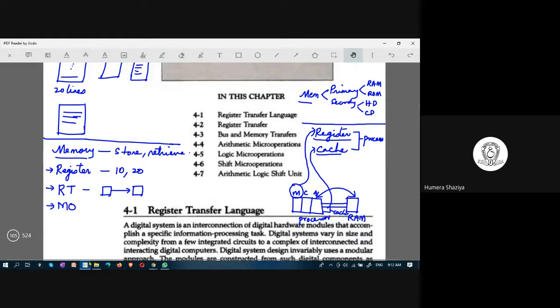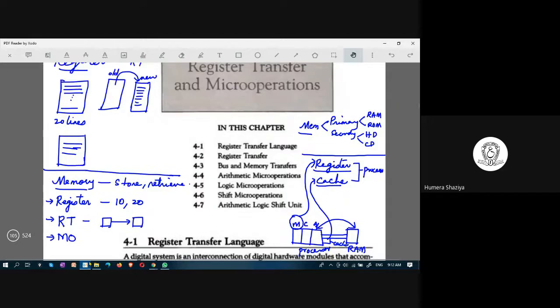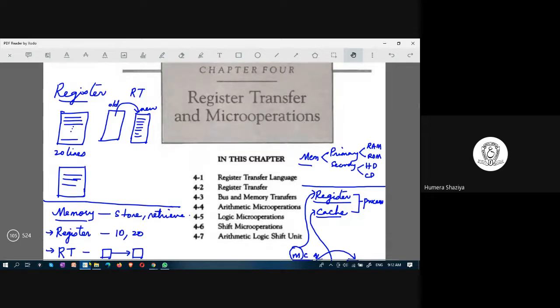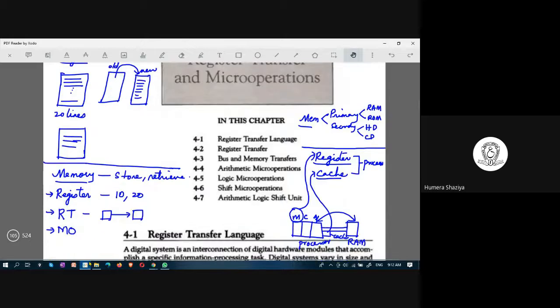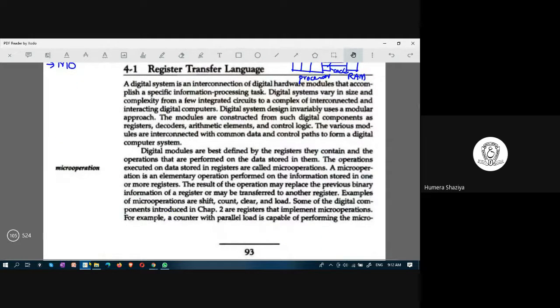This is what we are going to study in detail in this chapter, which is unit 2 of your syllabus, register transfer and micro operations. A micro operation is an elementary operation performed on the information stored in one or more registers. Remember this definition of micro operation. Digital modules are best defined by the registers they contain and the operations that are performed on the data stored in them. Digital module is nothing but part of a digital system.